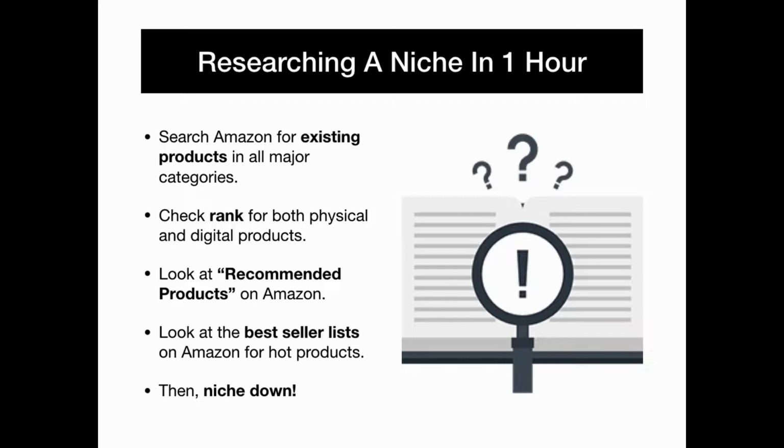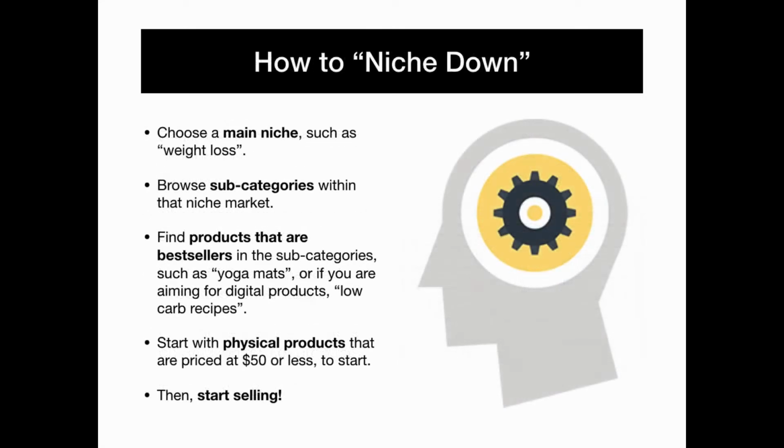Let me tell you what that means. When you niche down, you are choosing a main niche, such as weight loss. Then you're browsing subcategories within that niche market. Find products that are bestsellers in the subcategories, such as yoga mats, or perhaps if you're aiming for digital products, a weight loss category would be low-carb recipes. If you are starting with physical products, try to promote those that are priced at $50 or less to start. Then start selling.